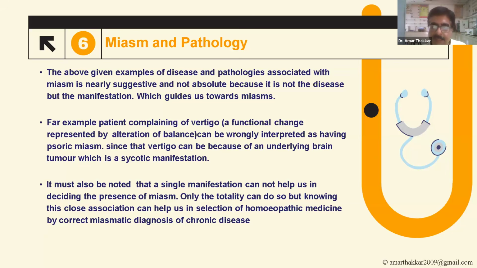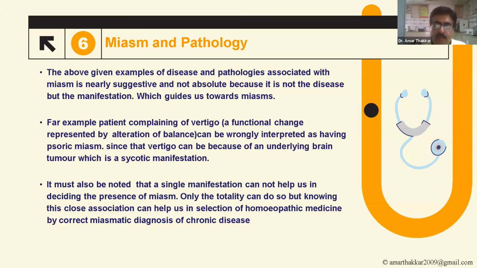You cannot say exactly. This has been explained with the help of an example. A patient complaining of vertigo can be wrongly interpreted as having psoric miasm because it is functional. But there is an underlying brain tumor which can only be identified by a CT scan or an MRI or maybe some other pathological investigation. So then there is a possibility that it can become a sycotic manifestation. So this is one example which helps you.